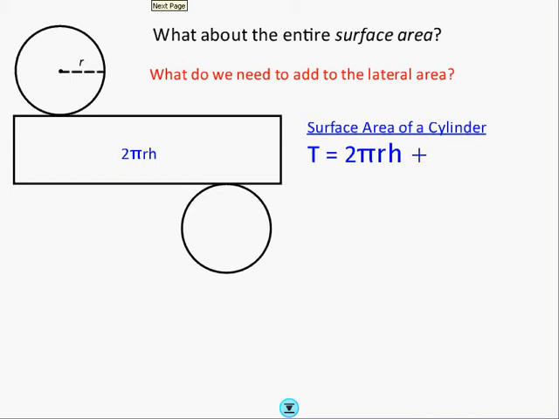If we want the entire surface area, the T, the total surface area, I've already got 2 pi r h. Now I have to add the 2 bases. So just like last time, it's 2 times the area of the base.